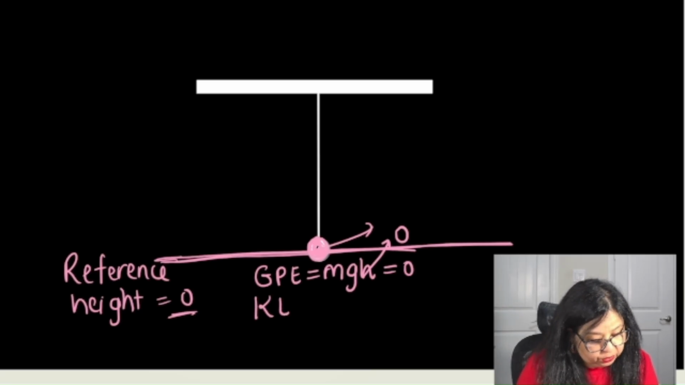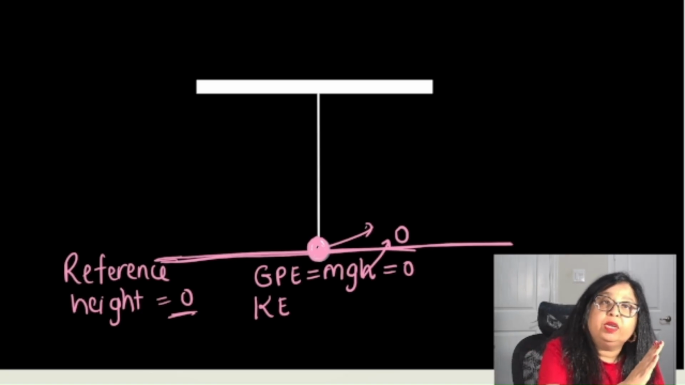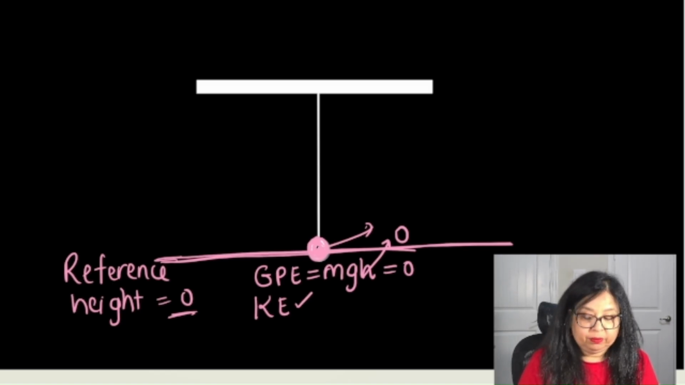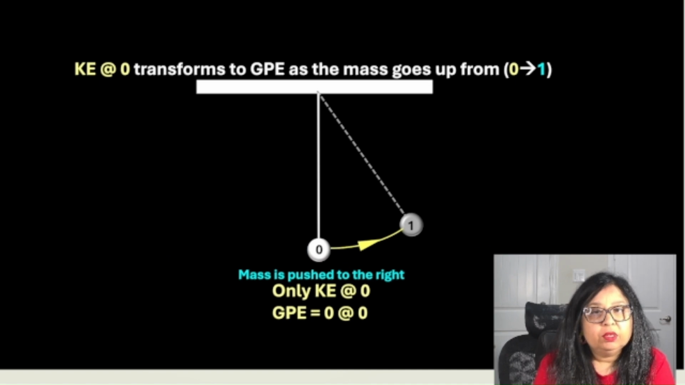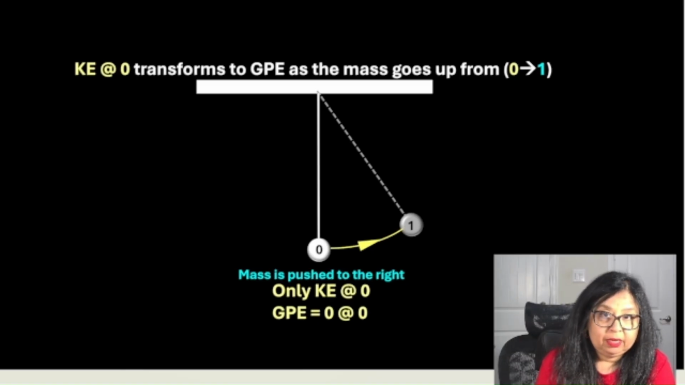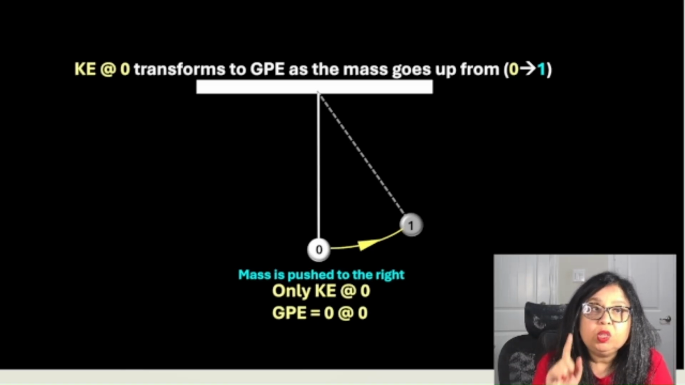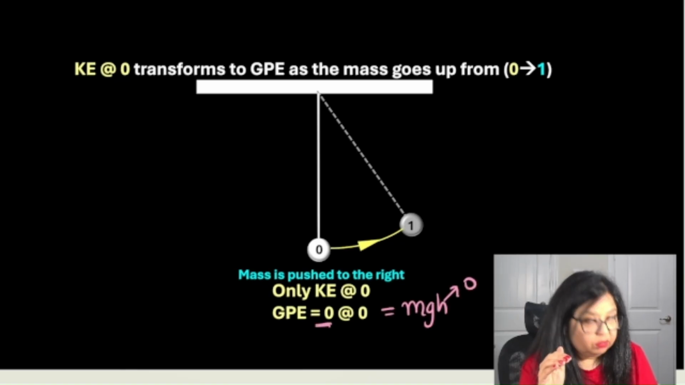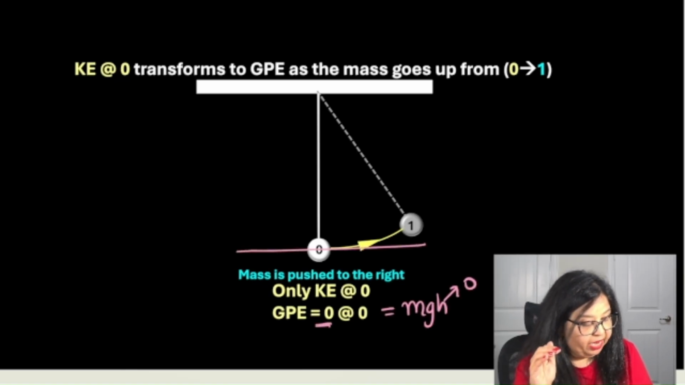While the kinetic energy is going to be, well, you just gave it a push. It has started moving upward. All the energy that this mass has is in the form of its kinetic energy. When the mass is pushed to the right, immediately when it is pushed over to the right, its kinetic energy will be non-zero. But the gravitational potential energy, which is mgh, is going to be 0. Why? Because height is 0. This is your reference height over here.